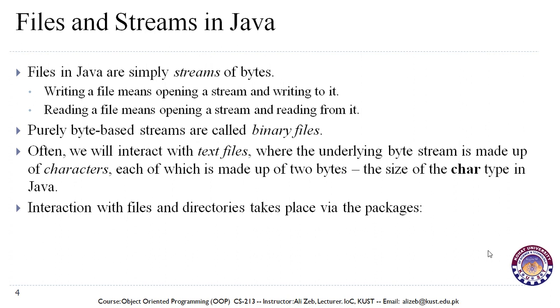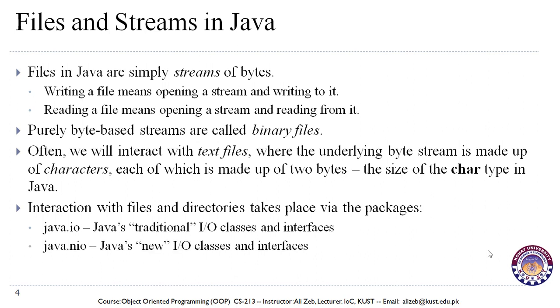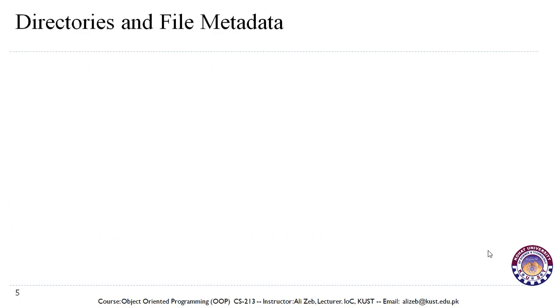Interactions with files and directories take place via packages. We have java.io, which has Java's traditional IO classes and interfaces, and then we have java.nio, which has Java's new input-output classes and interfaces.